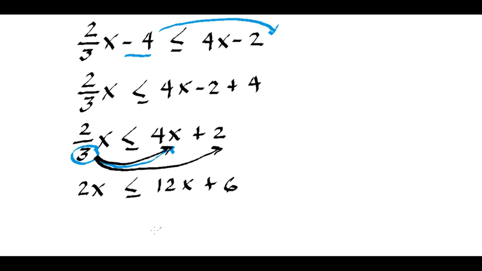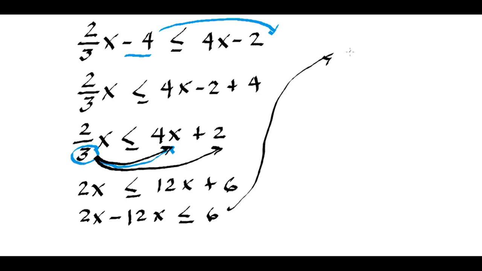And then, transpose again. Transposition tayo for x. So, we have 2x minus 12x is less than or equal to 6. And then, so, that will give us now negative 10x is less than or equal to 6. So, para mawala si negative 10, divided by negative 10, divided by negative 10.